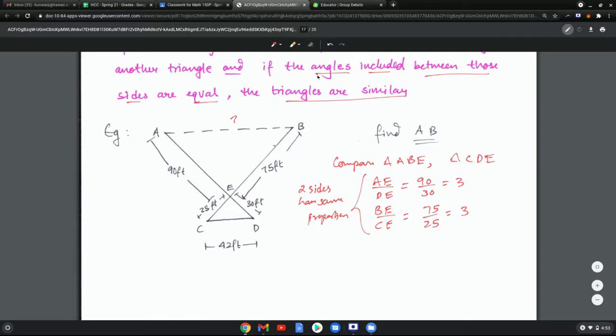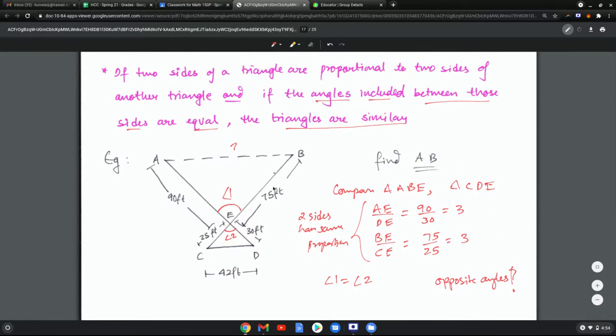And then it says the angles included between the sides. The angle included between AE and EB is this angle, let's call it angle 1. And the angle between CE and DE is this angle 2. And I can say angle 1 equals angle 2 because they are opposite angles, which you can recall from the first video.